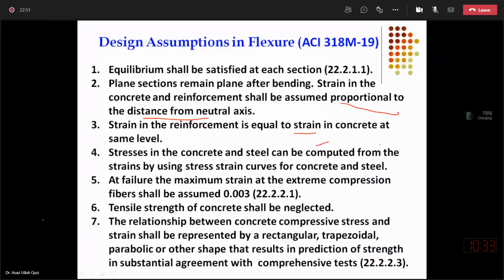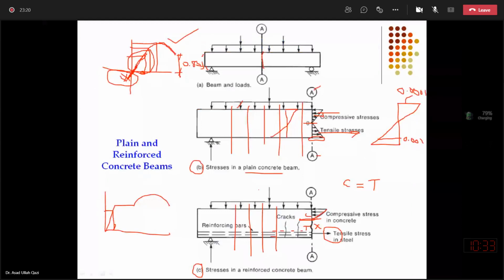Fifth is at failure, maximum strain at the extreme compression fibers shall be assumed 0.003 in case of concrete. So this is the ACI assumption that concrete will be declared failed when the strain in that extreme fiber, the topmost fiber, approaches 0.003, which we call the ultimate strain.